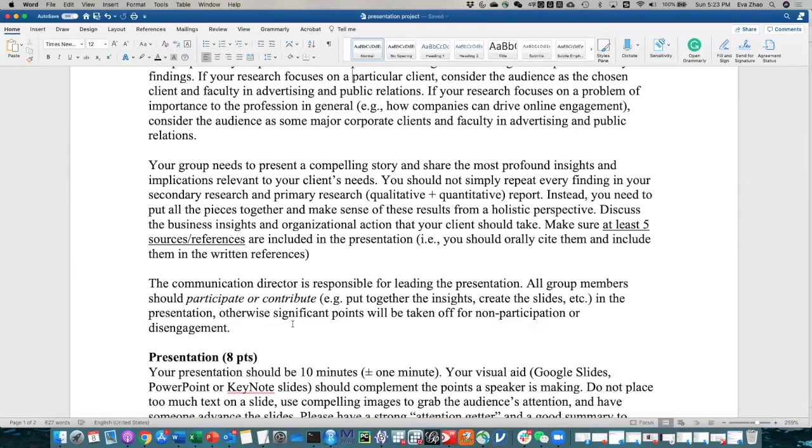The communication director is responsible for leading the presentation, but all group members should participate or contribute in this process. Otherwise, significant points will be taken off for non-participation or disengagement.